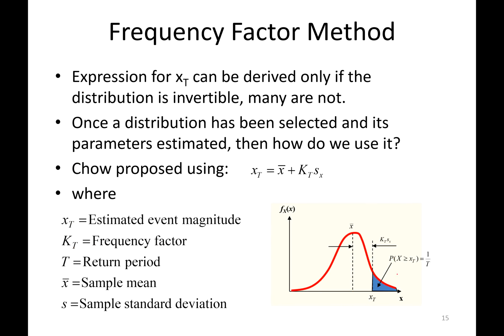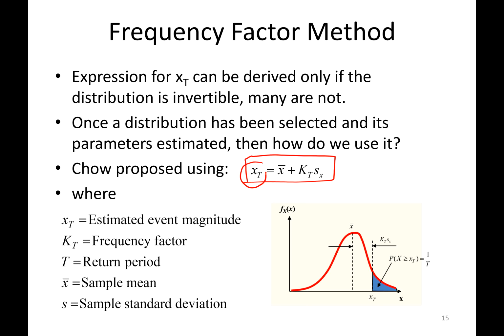So the question is, EV1 is invertible, so we were able to get an expression for x, but Log Pearson Type III is not invertible. So in that case, we have to use a different technique. You cannot easily expand that expression that we have for the density function. So instead, we use the method called the frequency factor method.